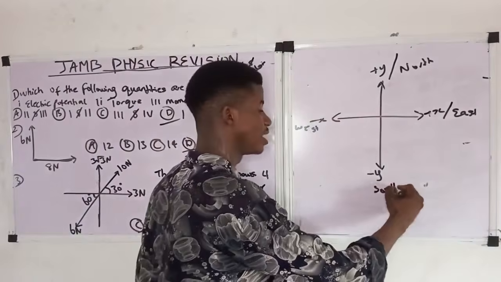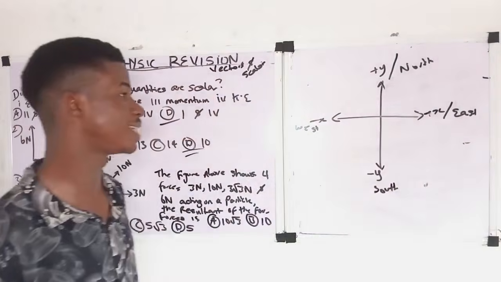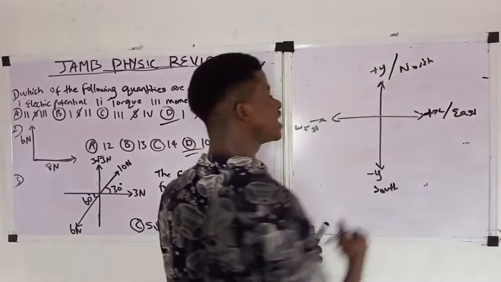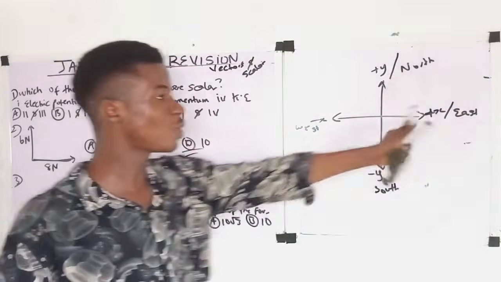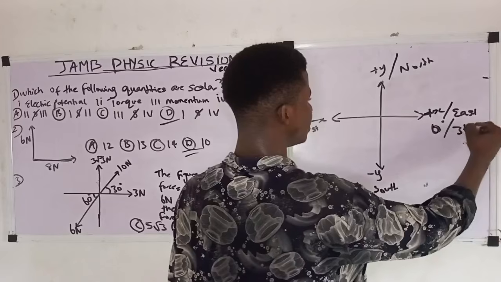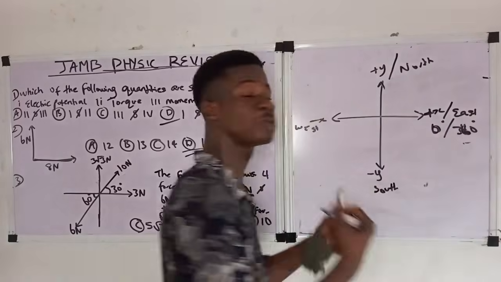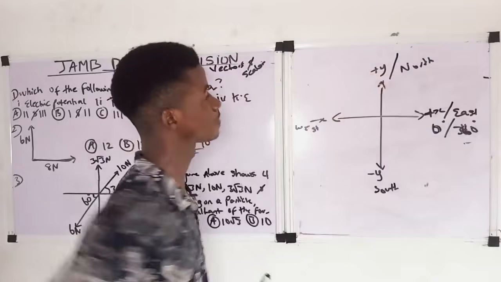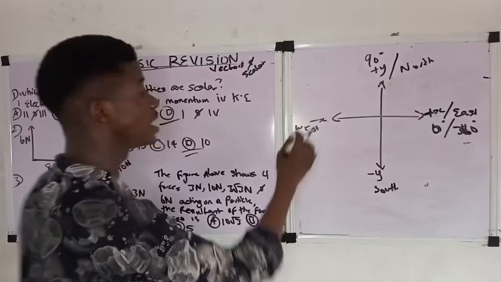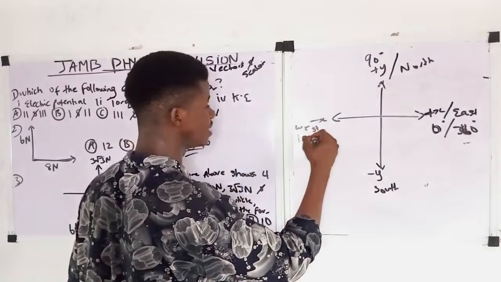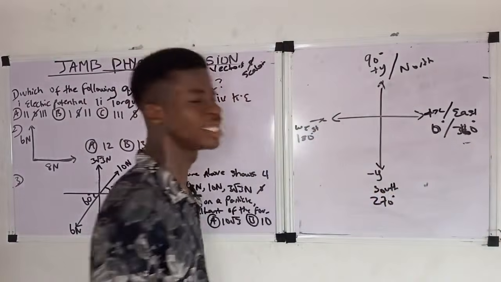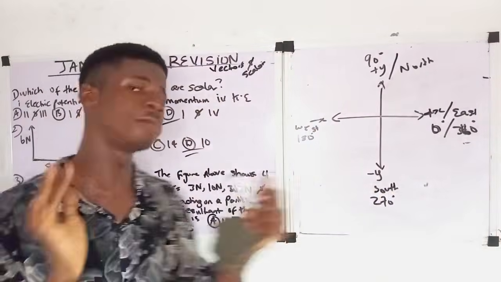Now there are some important things I'll be telling you guys here. Take note that for the positive x-axis, or east, the angle is usually 0 degree or 360 degree. Then for north, the angle is usually 90 degree. For west, the angle is usually 180 degree. Then for south, the angle is 270 degree. Now I want to tell you guys something very important.